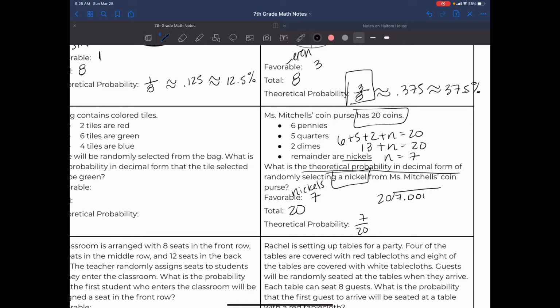Put a decimal and 3 zeros. All right, so 20 can go into 7 0 times, so 20 can go into 70 3 times. And 20 can go into 100 5 times.